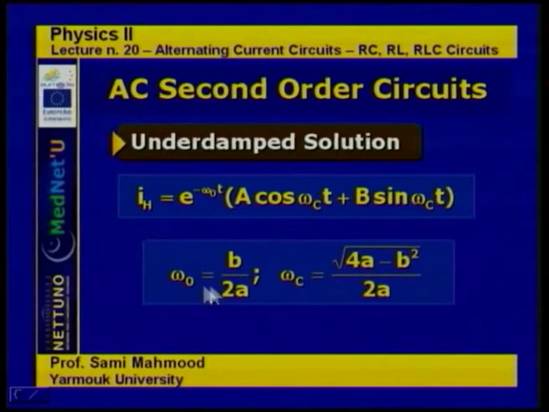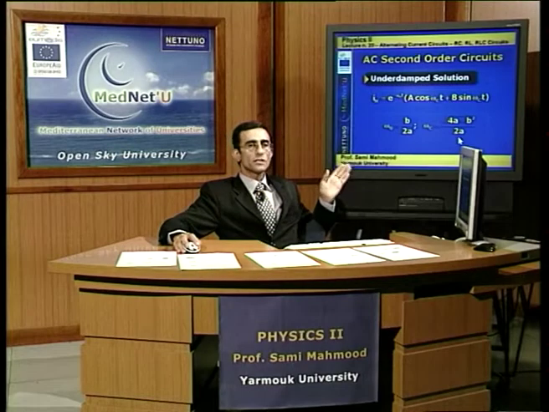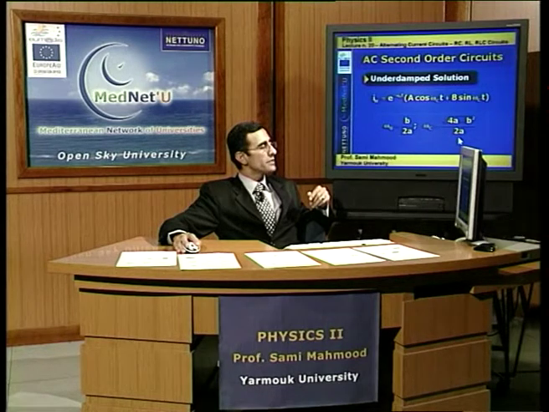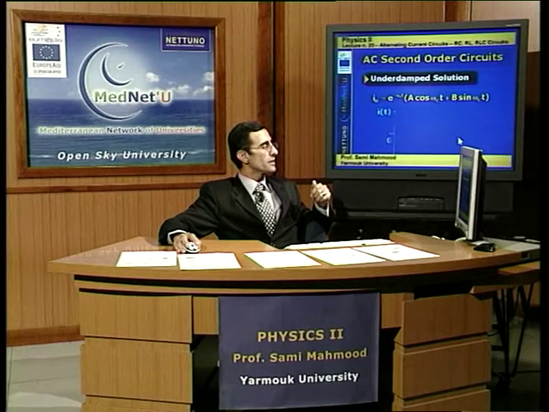And here in this solution we have used the symbol omega naught to indicate b over 2a, and omega c here is simply the square root of 4a minus b squared over 2a. That gives the full solution in this case, the underdamped case.